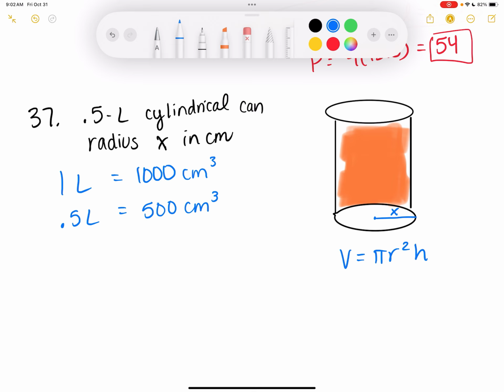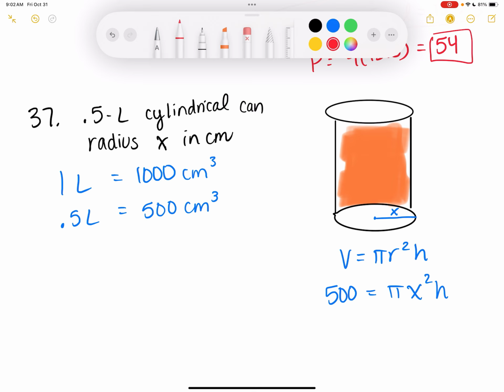So I know that the volume of this can is equal to this value here. I'm doing it in centimeters because ultimately that's what they want my answer in. So I'm going to set this equal to 500. Now, the radius is x for our equation, so I'm going to replace that with x.